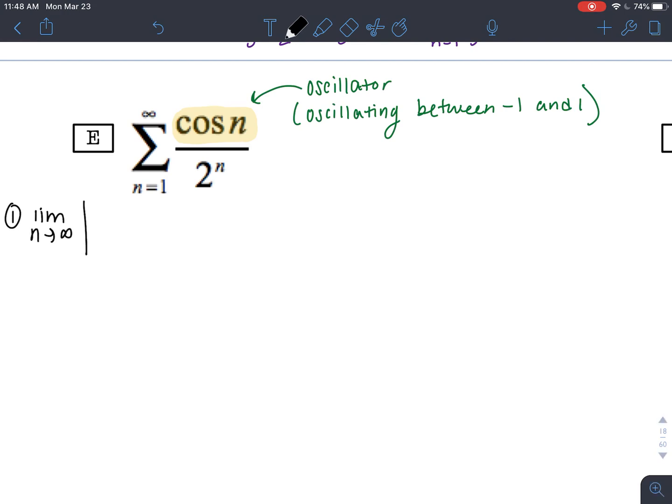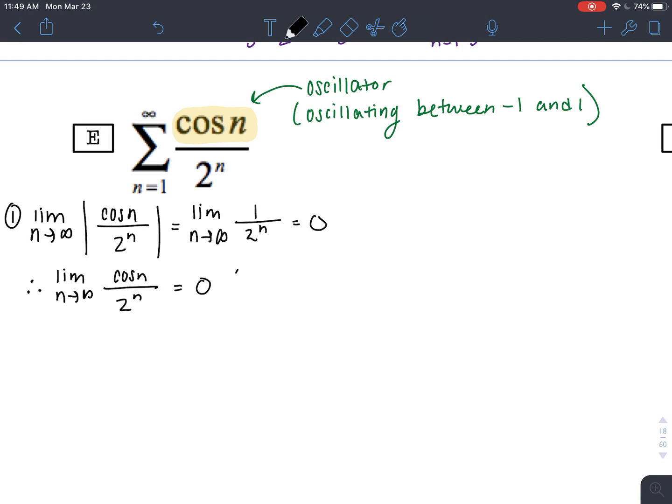So we always want to, of course, test the limit first. Because of the oscillator in the top, I'm going to test the limit of the absolute value. If I take the absolute value, that's really just going to take out the cosine in the numerator. So since the limit of the absolute value equals 0, the limit of the overall sequence is also going to equal 0. Remember that absolute value theorem back from our sequences topic. So we fail the nth term test.